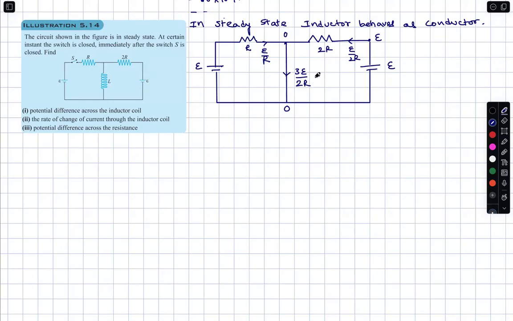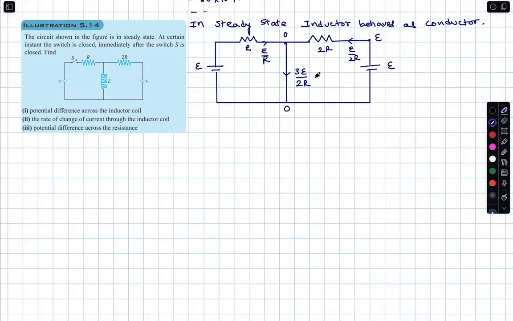Sir, if there is no potential difference, then how will the current 3E by 2R flow? What is the question? In steady state, the inductor behaves like a conductor. At a given instant, we will deal with it later. So what to do? Replace the inductor with the conductor. That's what I have done.